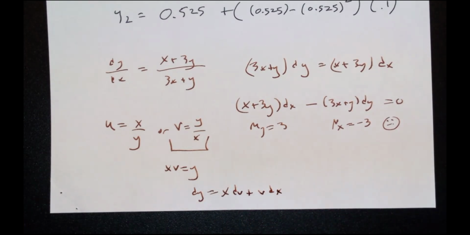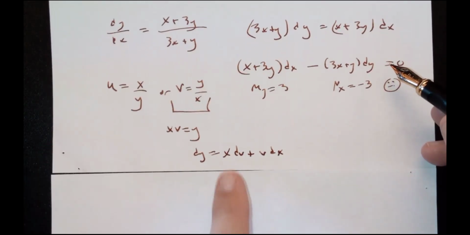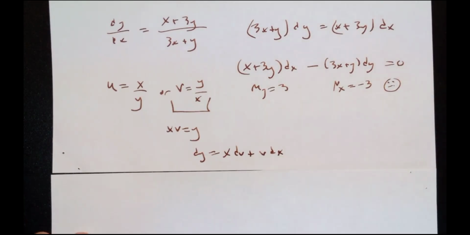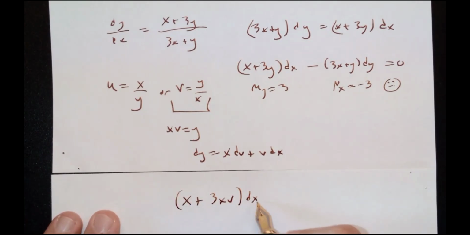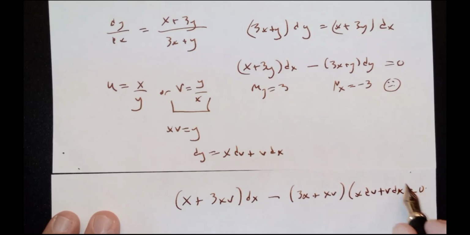Right. So now I go back up to the equation. And I'm going to take this equation and rewrite it with this. So x plus 3xv dx minus 3x plus xv dy. x dv plus v dx equals 0.